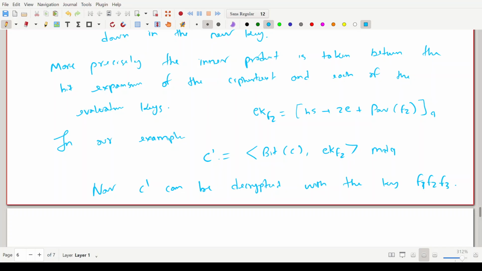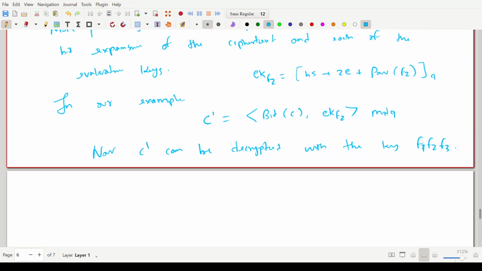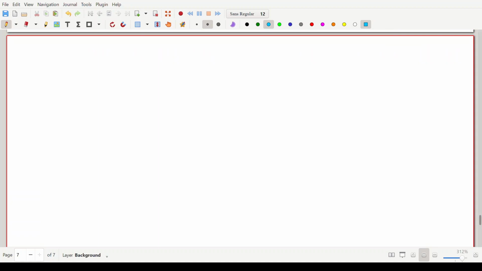That's why it is called relinearization, because I am making it linear. Earlier I required F1, F2 square, F3, but now I just require F1, F2, F3. So this gives a multi-key FHE. This was the main idea. So now let us summarize what this multi-key FHE scheme is. This gives the following multi-key FHE.